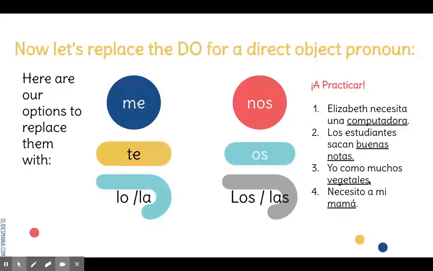So I had them guess what pronoun I would use, and most of them said "los," which is correct because it's masculine and plural. And now number 4 is a great example of using a person as an object, right? The object of a sentence. So "necesito a mi mamá" means I need my mom.